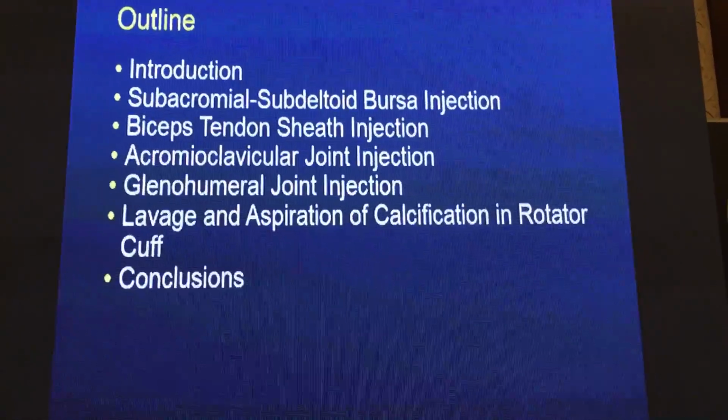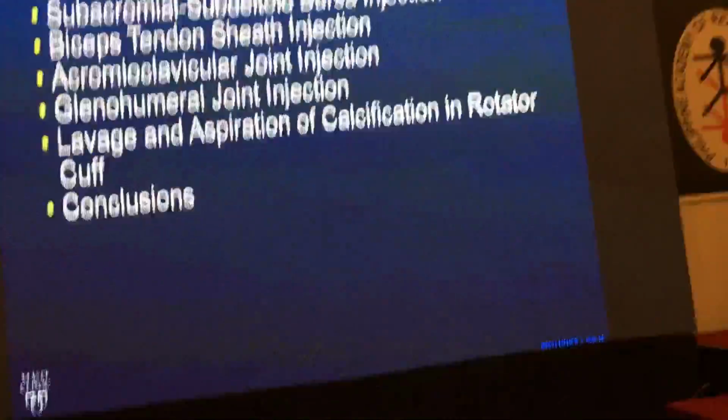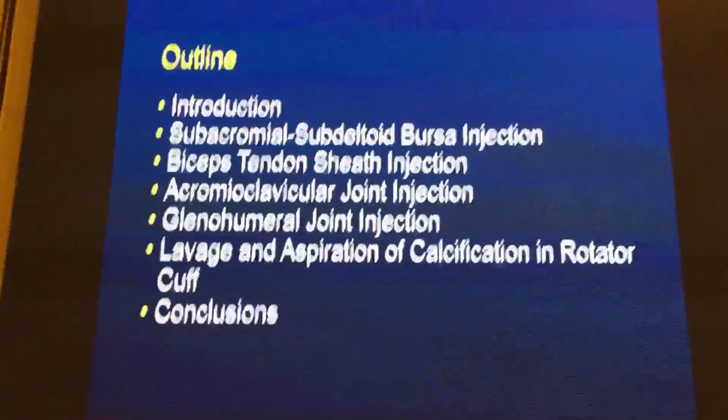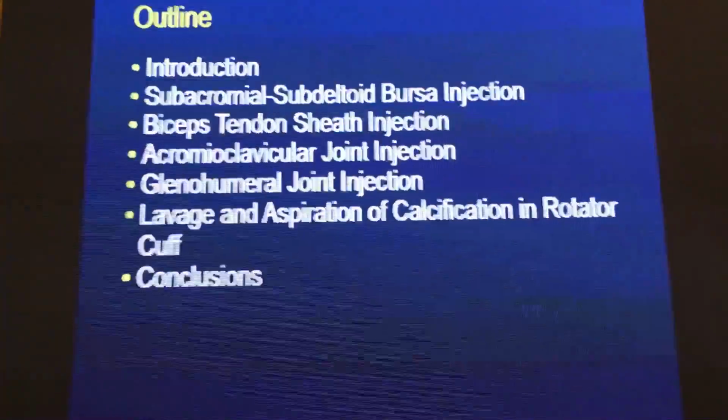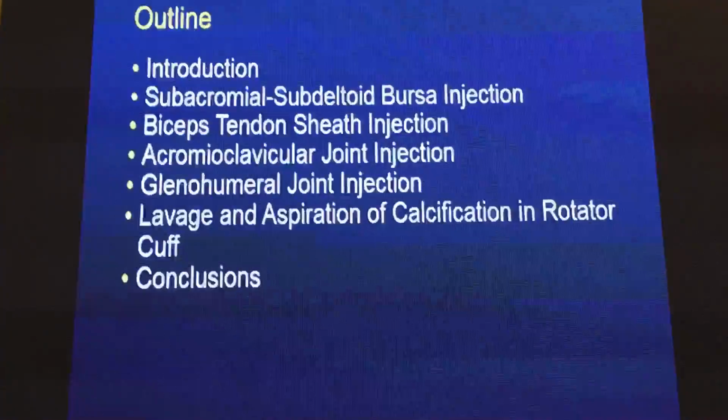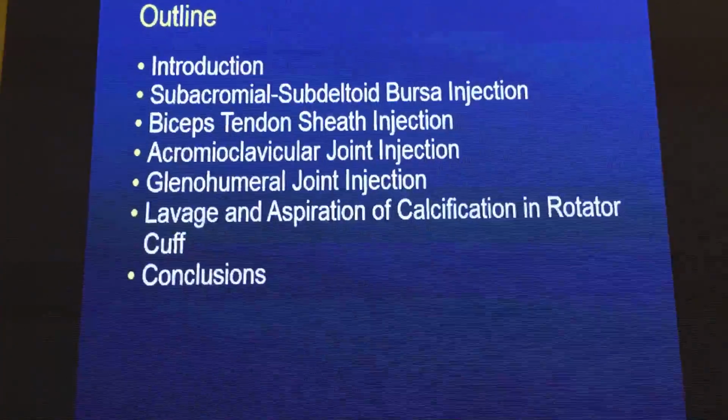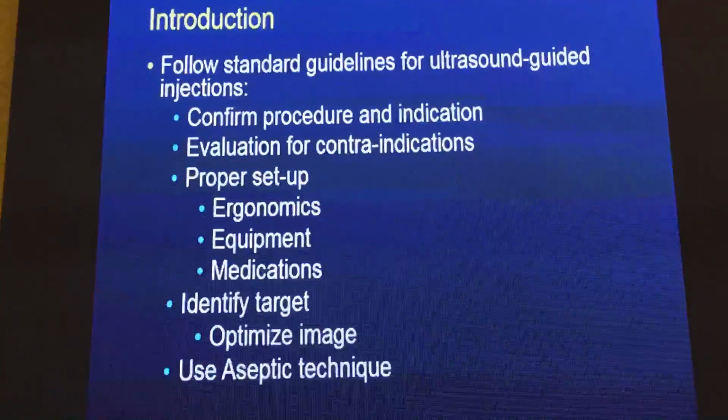So now we're going to move over to the interventional portion of the lecture. I'm going to talk about subacromial subdeltoid bursa injections, biceps tendon sheath injections, acromioclavicular joint injections, and glenohumeral joint injections. The lavage and aspiration I'll be very brief on, but I'll talk to you a little bit more about the setup and how I actually do the procedure. And then we'll draw some conclusions on this.